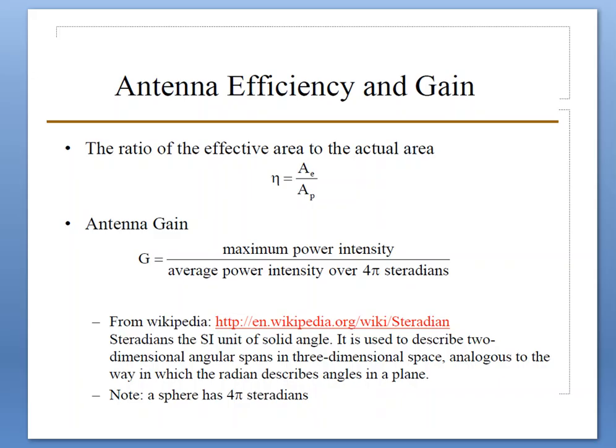Based upon these values, the antenna parameter that relates the power output to an isotropic radiator, as a purely geometric ratio, is the antenna directivity or directive gain. We can call it antenna gain or directive gain. Directive gain is the ratio between the maximum power intensity and the average power over all 4 pi steradians.